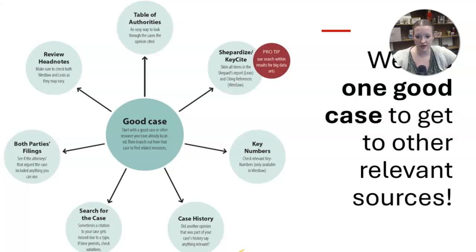Once again, reiterating the value of finding one good case, right? We can see some of the things here, working from one good case to get to other good cases by way of headnotes, right? By way of the table of authorities, by way of key numbers, case history, right? A number of those tabs we just looked at. So hopefully you are seeing the value of just that single source that you can work from in so many different ways.